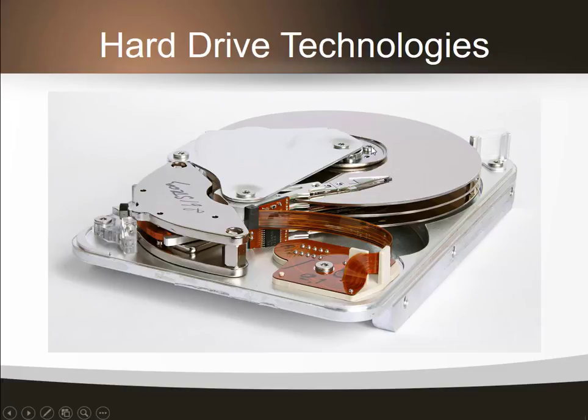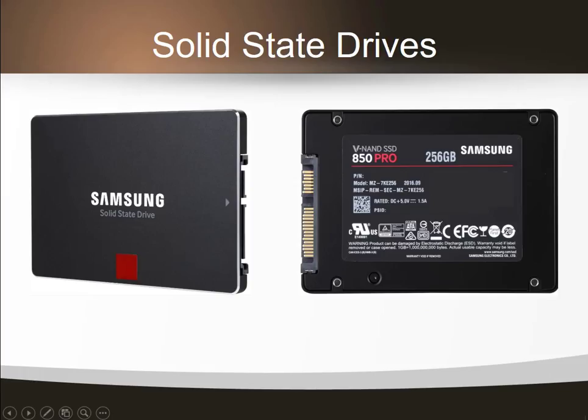So just to go through it once again, we have our drive spindle, which does the rotating. We have our platters here. We have our read-write heads. And then we have our actuator. So these are the parts that have to do with a spinning hard drive.